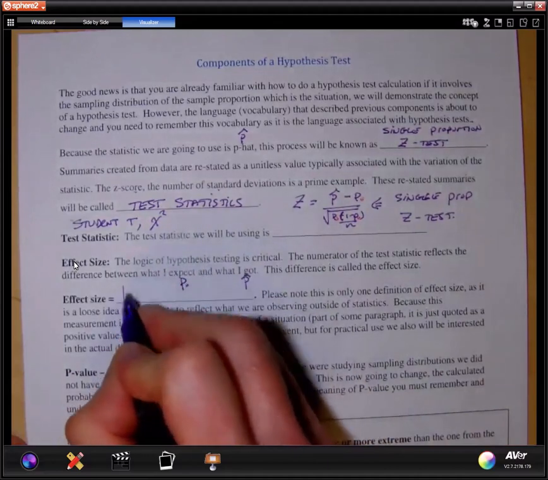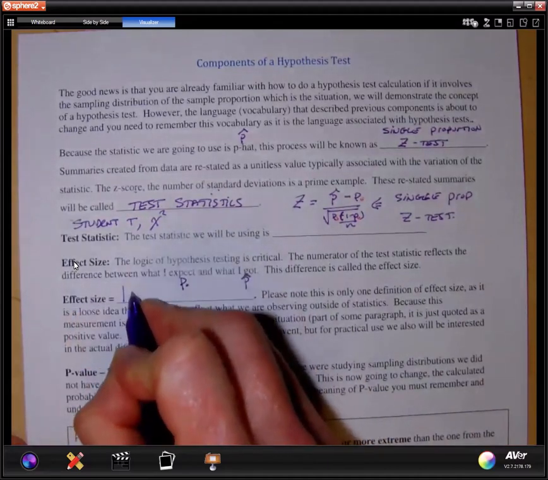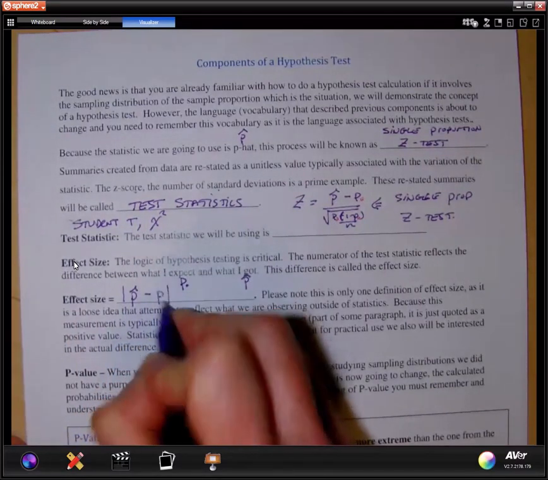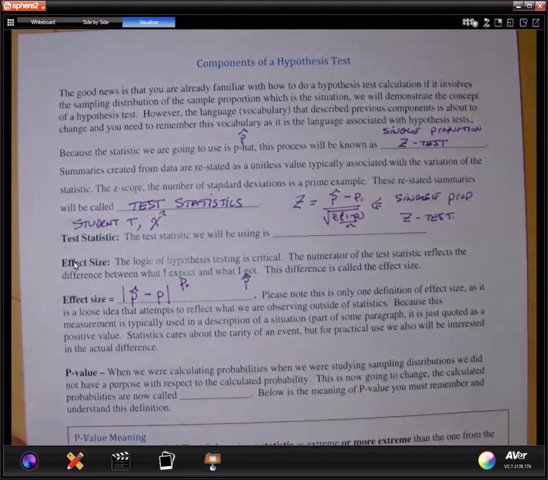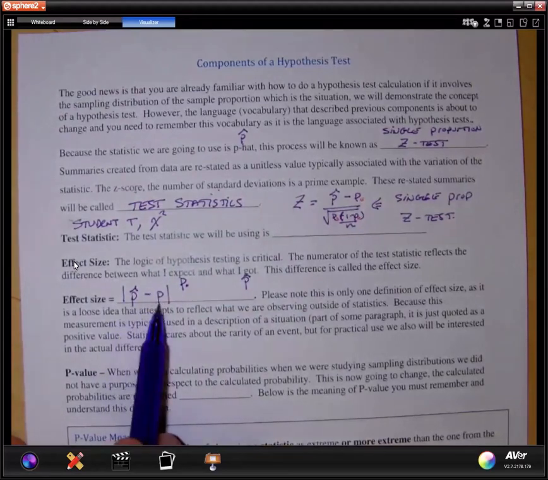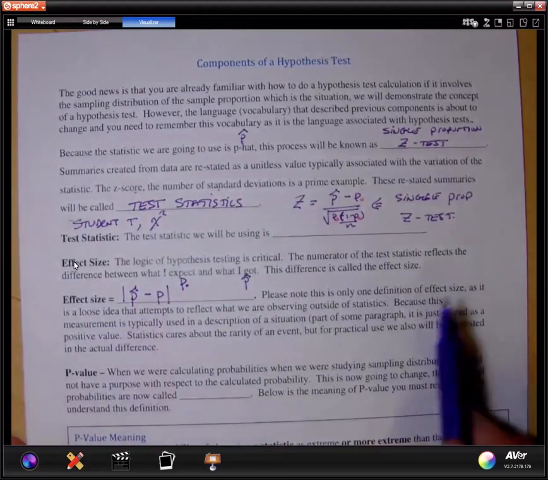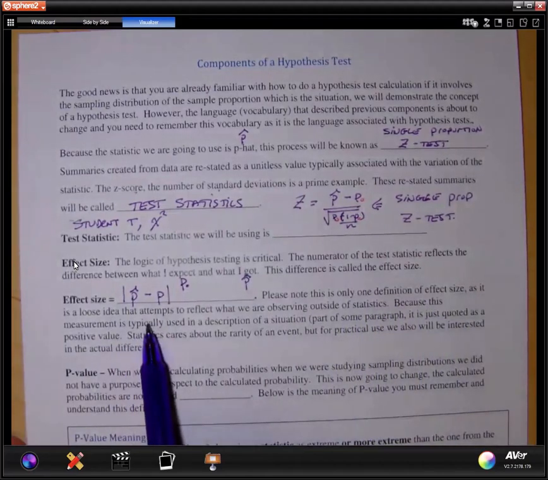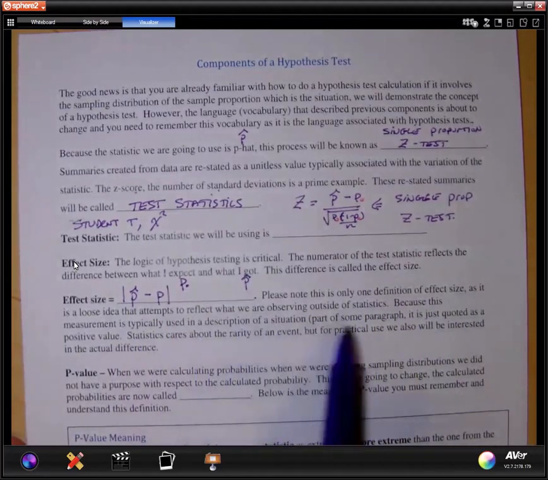This is not the only way to do effect size, and there are different types out there. Right now, we're going to keep this very simple. And we're going to say, look, the absolute value of that difference is the effect size. And all it is measuring is how far these two are away from each other. Please note there is no one definition of effect size. It is a loose idea that attempts to reflect what we're observing outside of statistics.